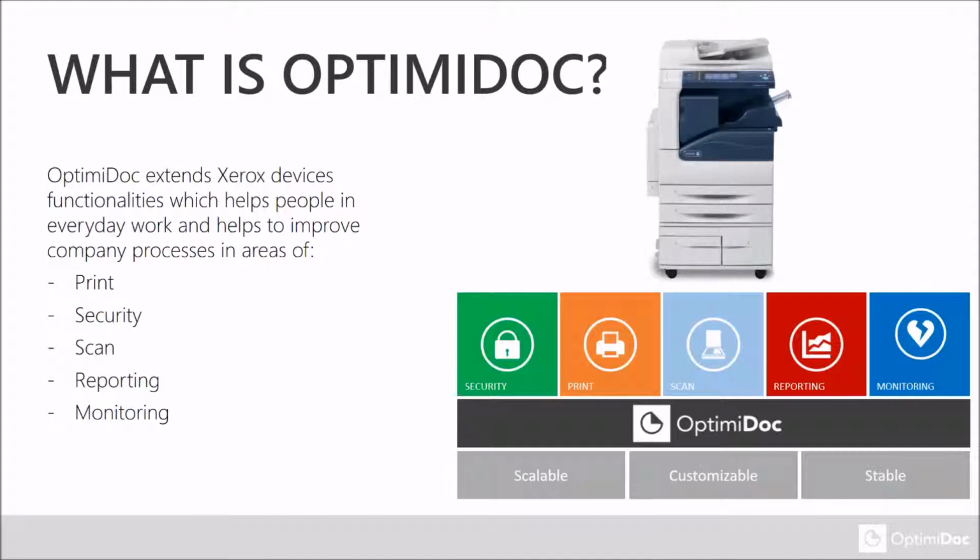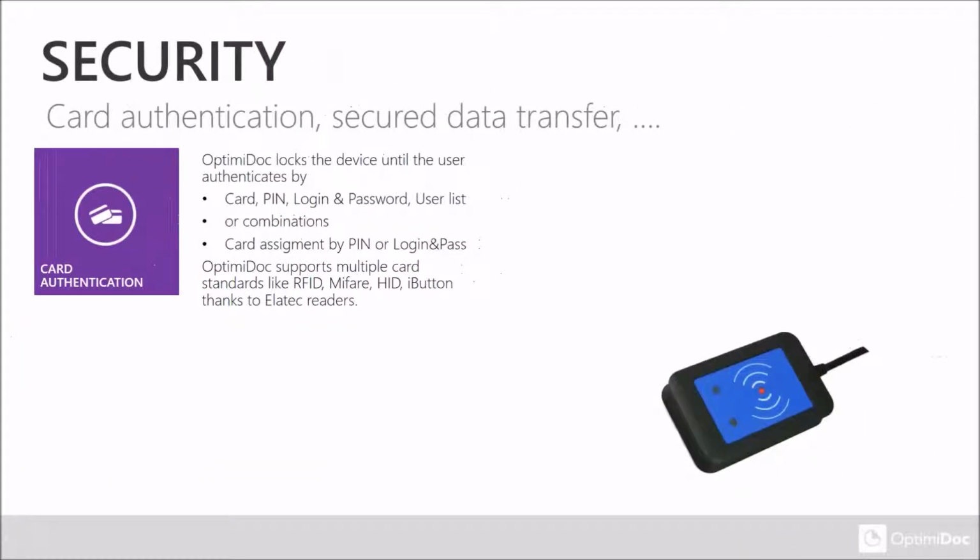In the first area, security, we are providing the most required functionality, authentication to the device. The user can authenticate by the card, PIN, or login and password, or by the combinations. Together with the card authentication, we are providing the card assignment functionality by the PIN or login and password for the cards which are not available inside the system. OptimiDoc supports the card readers, which provides the support for the multiple card standards like RFID, MiFare, or any other standards available on the market.